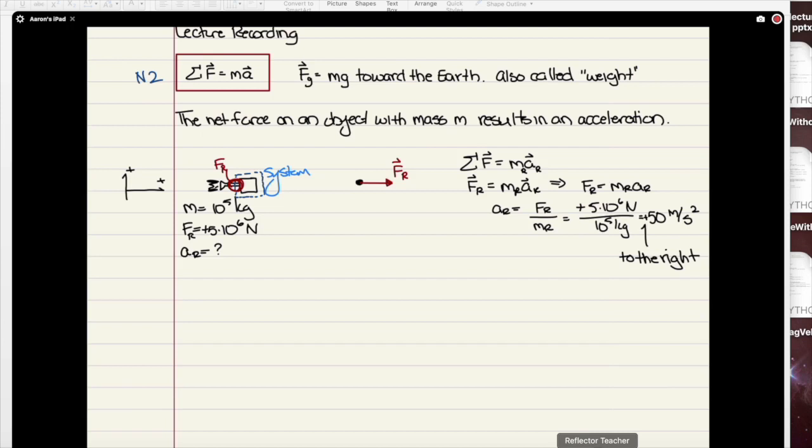The rocket accelerates to the right at about 50 meters per second squared, or if we think of little g as 9.8, round that up to 10, it's accelerating with about 5 g's of acceleration.